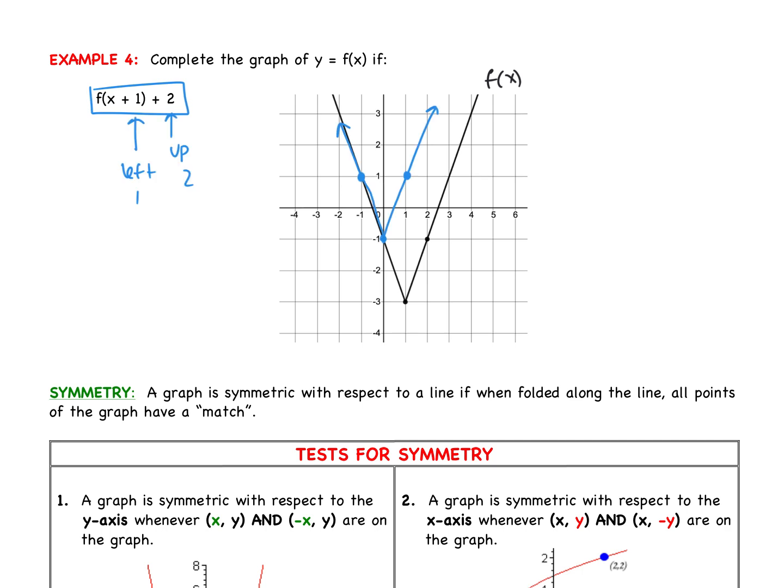Elliot, what does the plus 1 do? Moves it one to the left. Moves it 1 to the left. And what does the plus 2 do? Up 2. And what are we going to do first? The x. Okay. This is what I got. Elliot, did you get the same? Yeah. Great. So, left one, up 2.